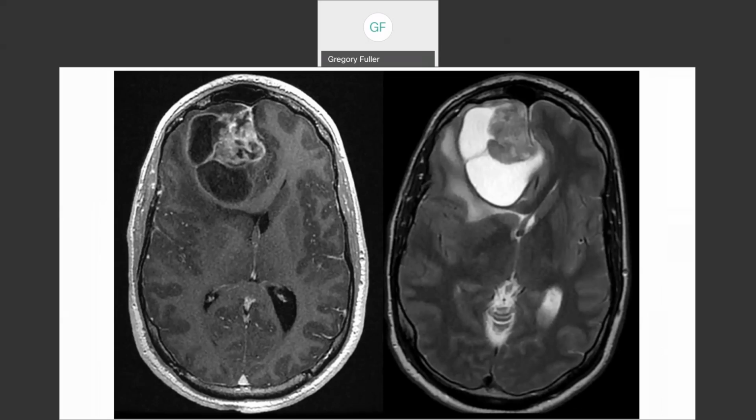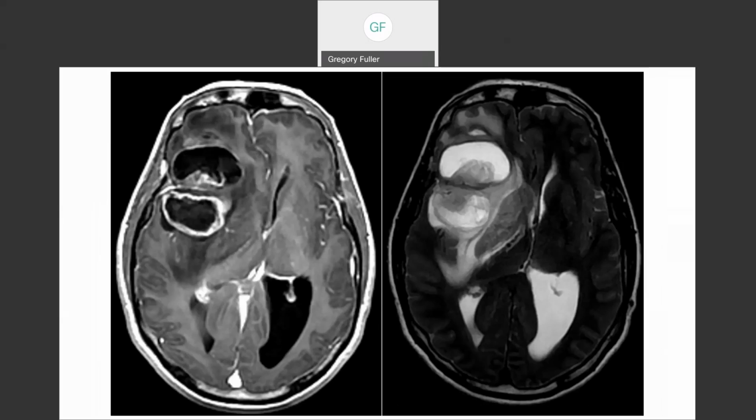Again, proven glioblastoma. And one of my favorites, this is an axial cut where we're capturing the temporal lobe and the frontal lobes. It's bending around the sphenoid, but here it's having a bicystic binodule appearance.